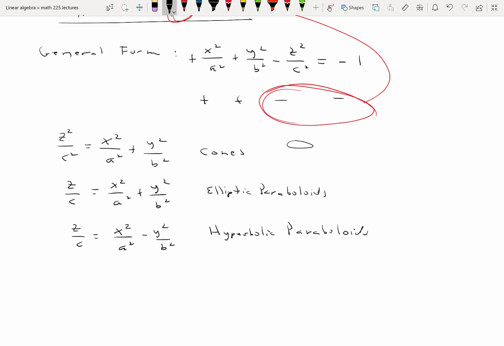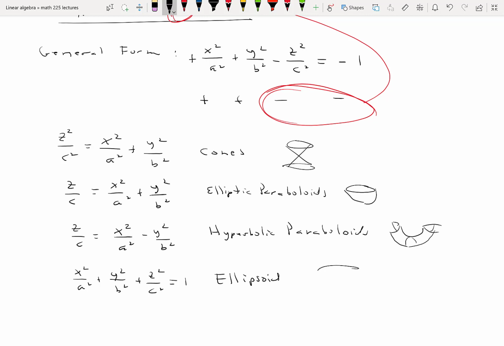Okay. Cones. Elliptic paraboloids. Hyperbolic paraboloids. Saddles. Then the simplest of all, x squared over a squared plus y squared over b squared plus z squared over c squared equals 1. One of the more difficult ones for me to graph, because drawing ellipses in different perspectives is difficult for me, but really kind of the easiest one to understand are the ellipsoids. Footballs. Whoa, that's like the sausage football. Okay, whatever.